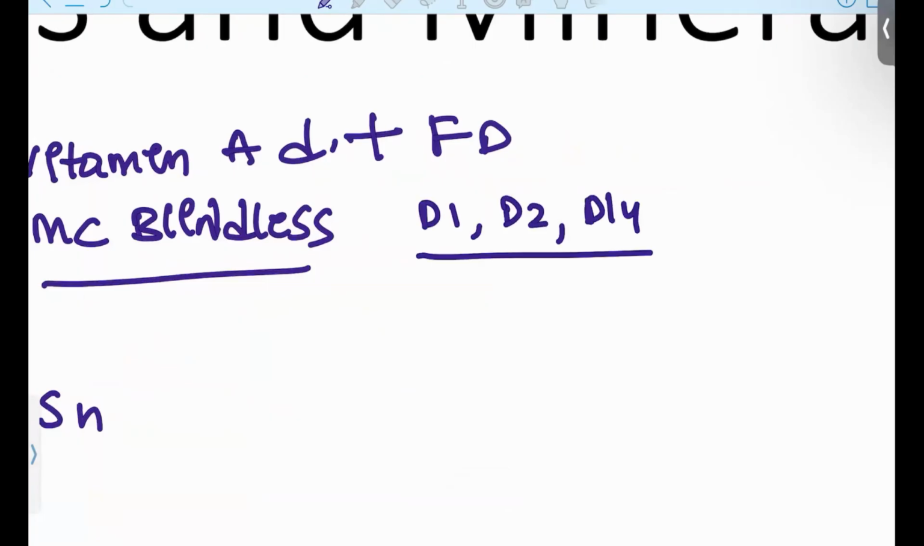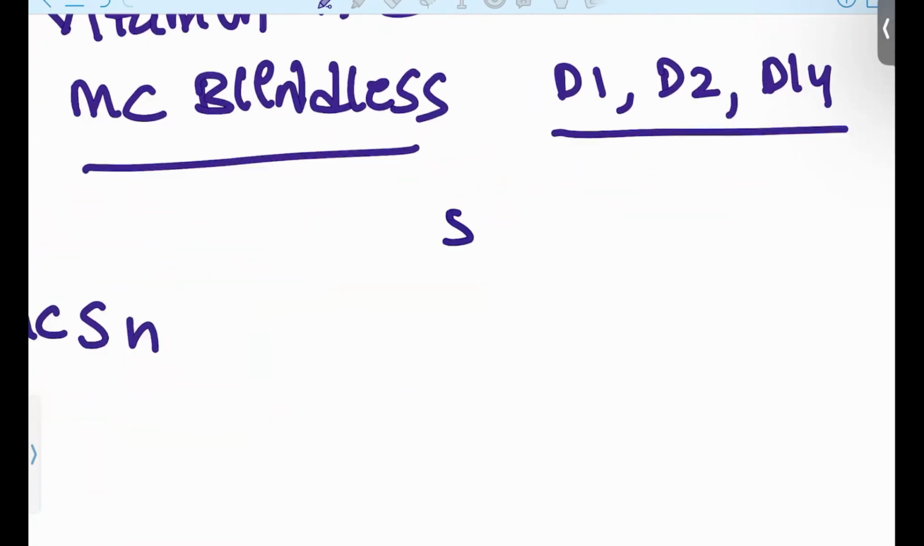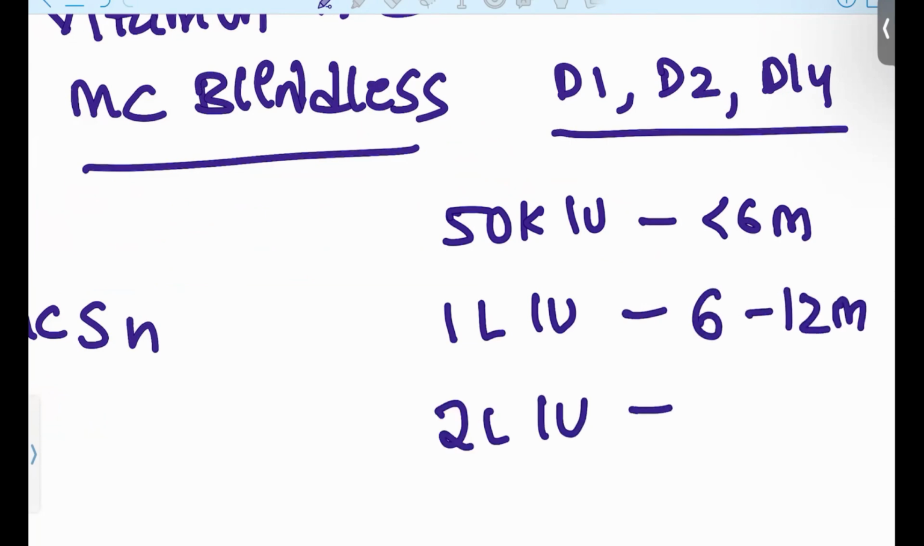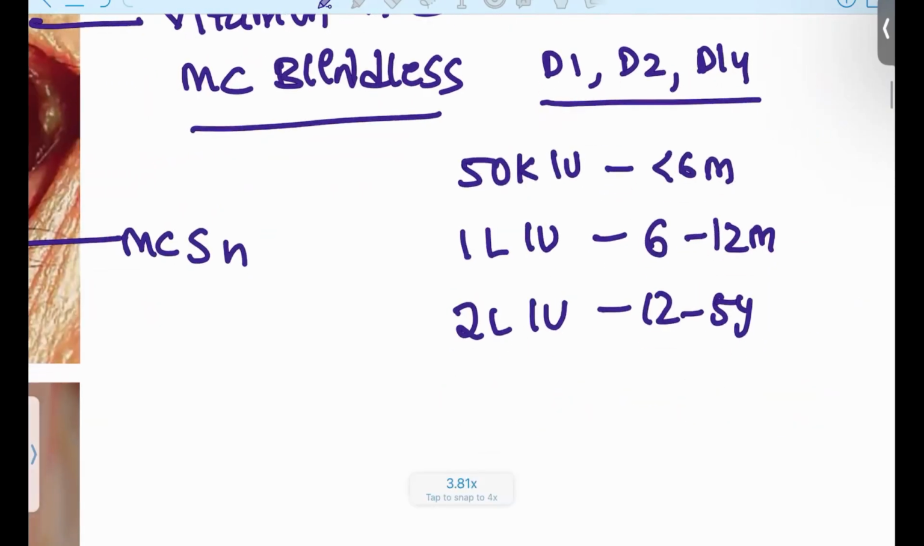What international units of the vitamin A injection should be given for this patient? What are the dosages? 50K international units is for babies less than 6 months, and 1 lakh international units for babies 6 to 12 months, and 2 lakh international units for children 12 months to 5 years. Okay, this is the dosage for vitamin A.